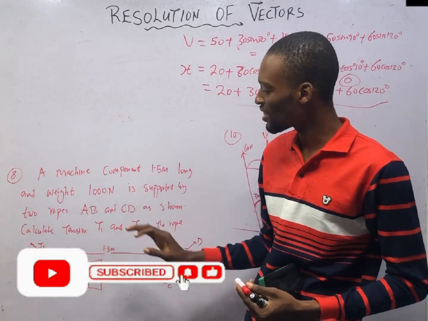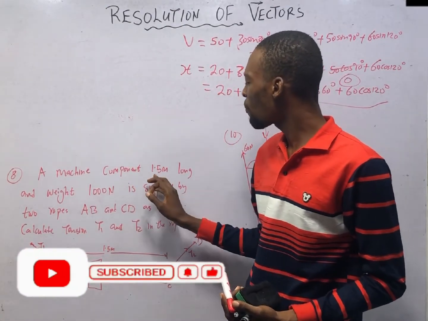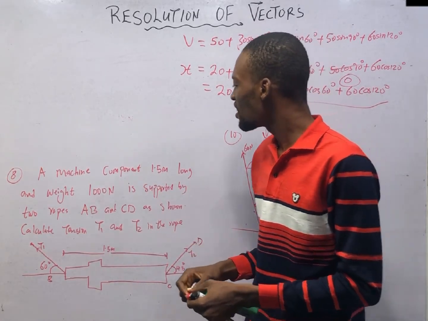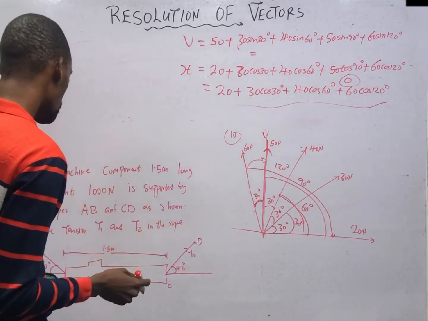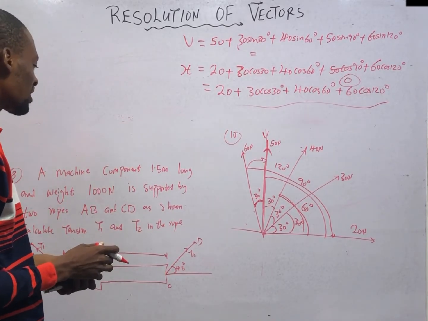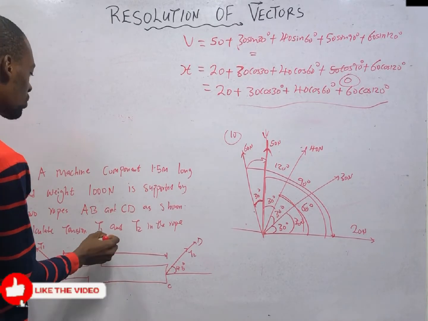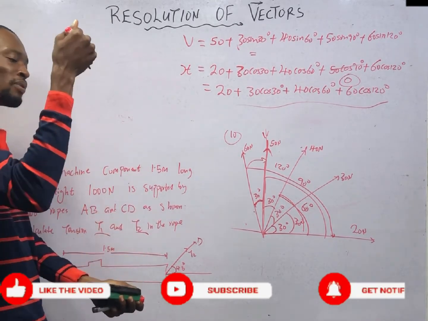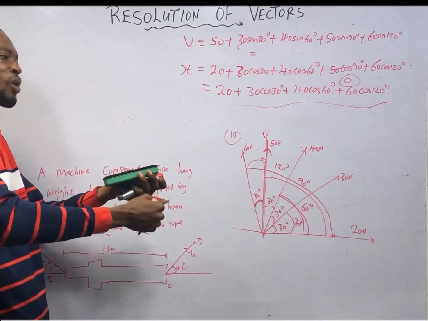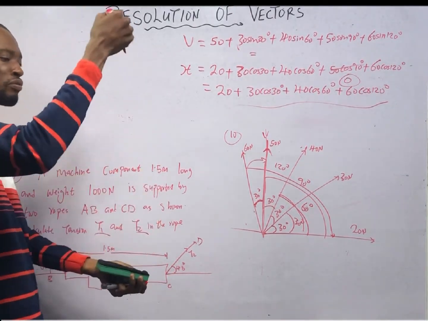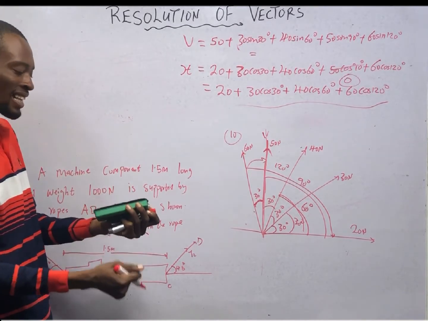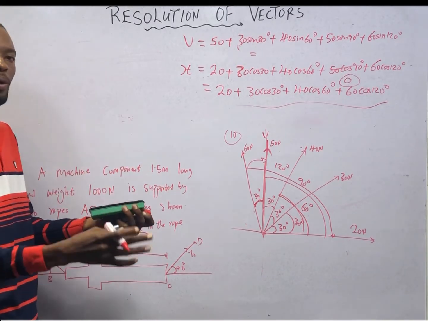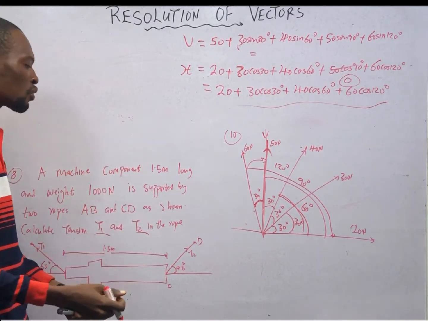And the last question says, a machine 1.5 meter long and weighing 100 Newton is supported by 2 ropes, BC and CD as shown. Calculate the tension in the rope. When you tie a rope to this thing and you are pulling it, tension on the rope is the pull force, that pull that is going up, and the weight is acting opposite the tension. So the pull is equal to the weight. The tension is equal to the weight.